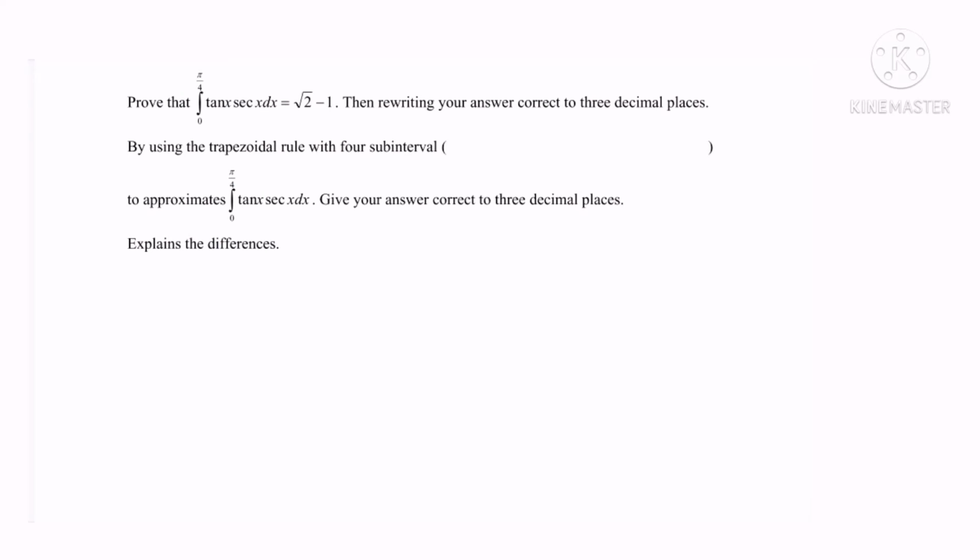So now, prove that the integration of tangent x secant x with respect to x for the limit 0 until pi over 4 is equal to square root of 2 minus 1. Then rewrite your answer correct to 3 decimal places. So here we have the keywords 3 decimal places. After that, by using the trapezoidal rule with 4 sub-intervals, so in here, the sub-interval refers to parts, or we can say interval, or we can say strip, or we can say 5 ordinates.